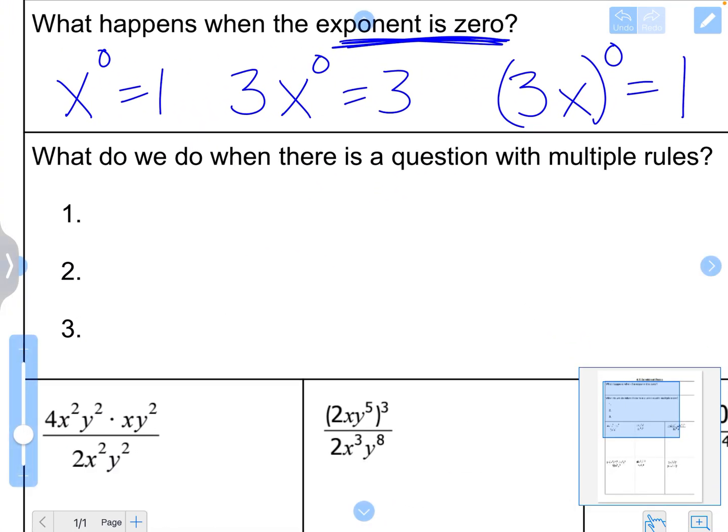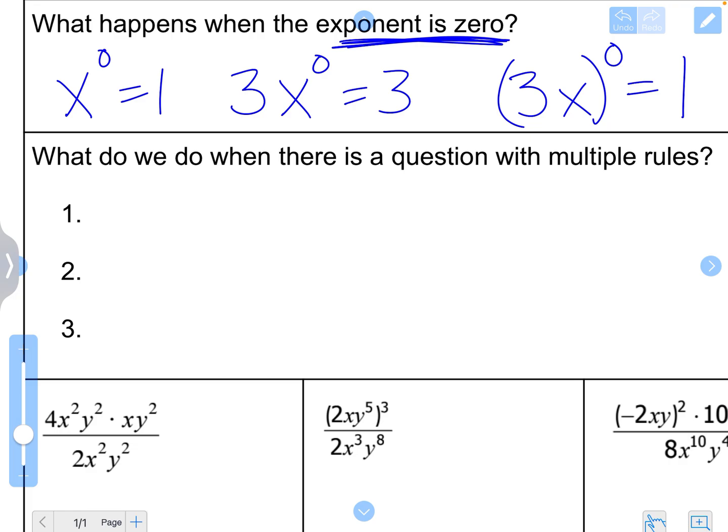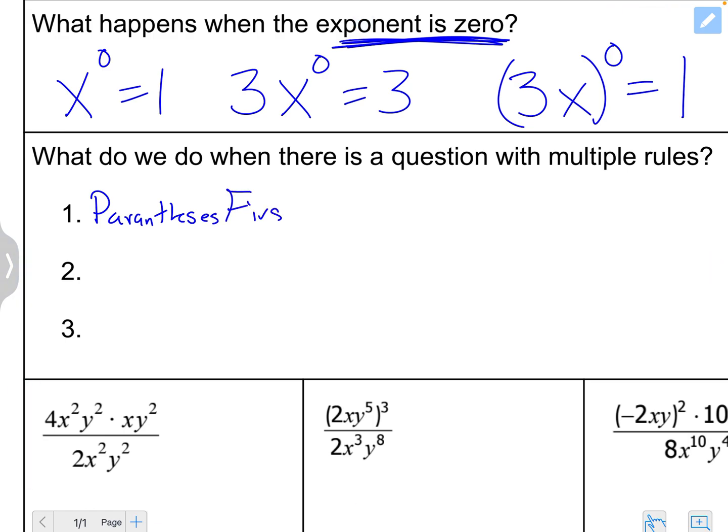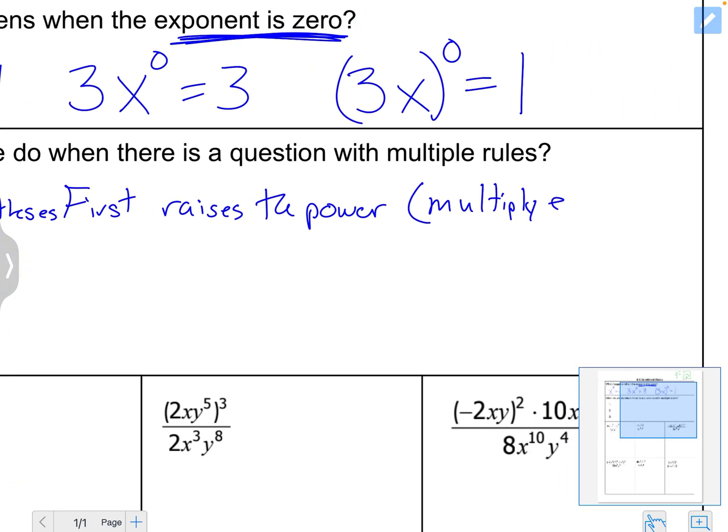So, what rules do we do first when we have multiple rules going on? The first rule that we want to do is parentheses first. What parentheses do is raise to the power. And when we raise the power, we multiply exponents.